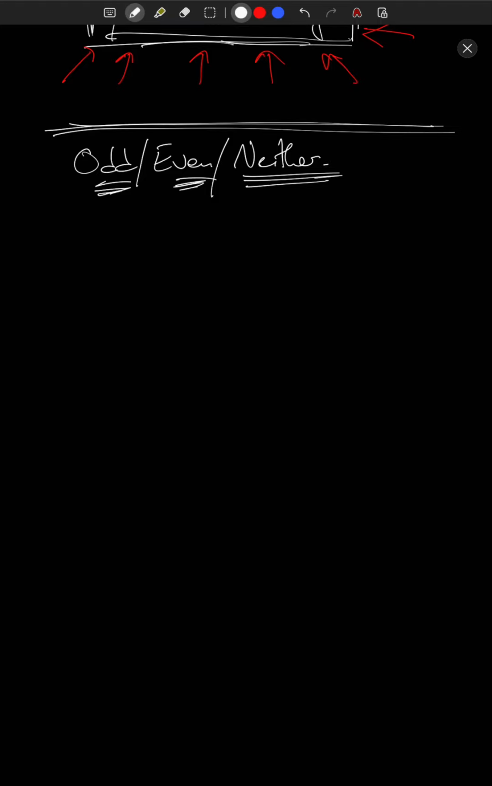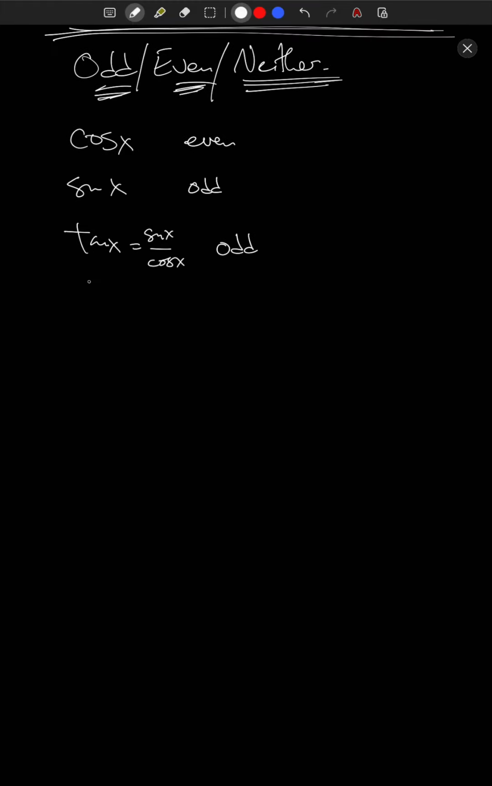So we've already discussed in the last lecture that cosine of x was even. We said that sine of x was odd. We said that tangent of x, because it's equal to sine over cosine, is odd, right? And we could do this for all of them. Secant of x is equal to 1 over cosine, right? And so secant is going to have the same evenness or oddness as cosine. So cosine is even, so this guy's going to be even, all right?